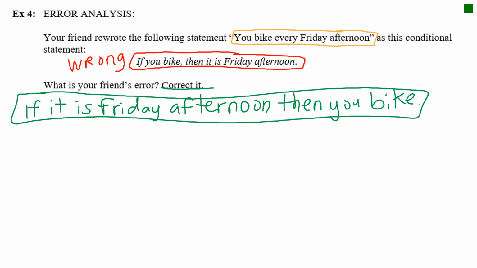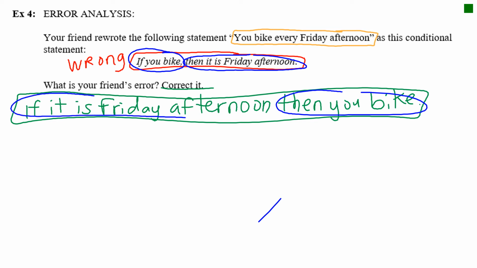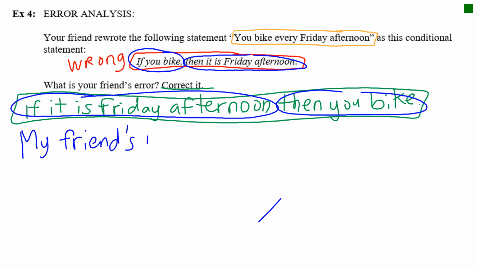So what is your friend's error, and the corrected version? We corrected it, now we just have to figure out what went wrong. Notice ours looks similar to the red one that was wrong, except we switched it. Their P before was "if you bike." We made that our conclusion. Their conclusion before was "it's Friday afternoon." We made that our hypothesis. So the mistake here was switching the hypothesis and the conclusion. My friend's error was switching the hypothesis and conclusion.